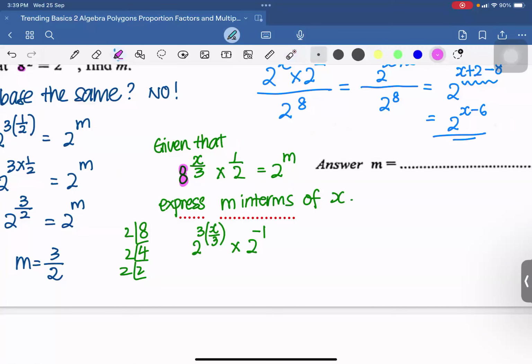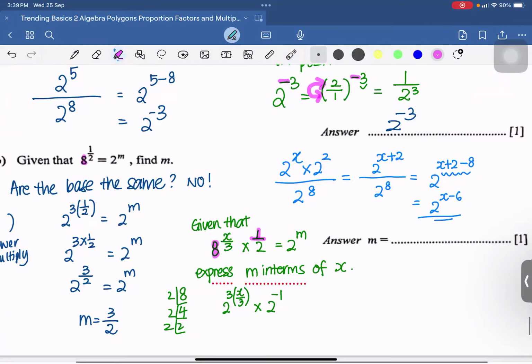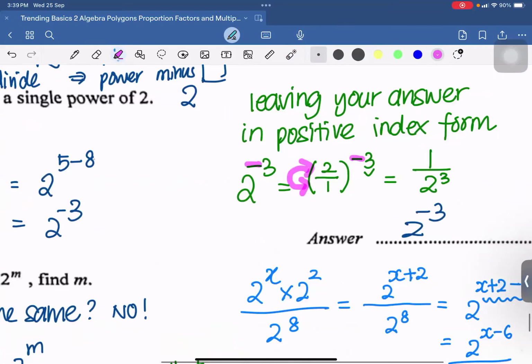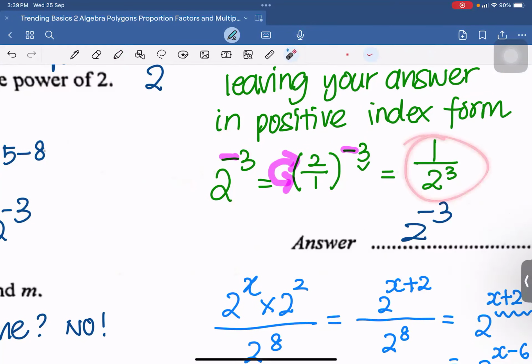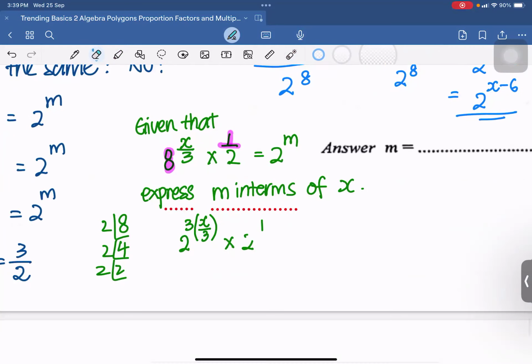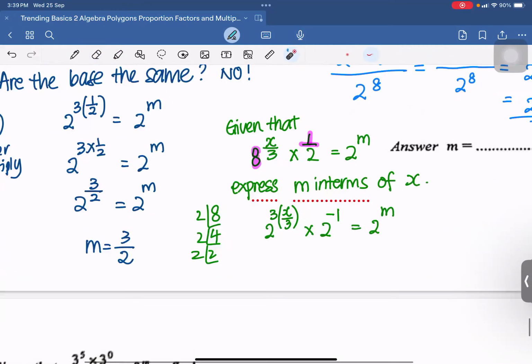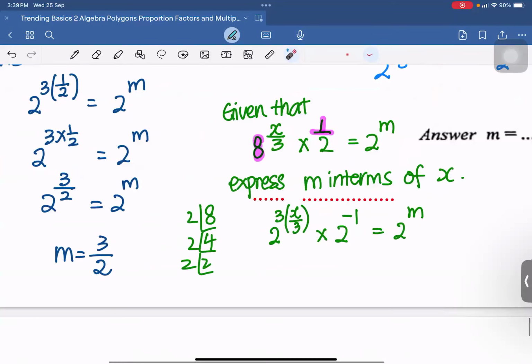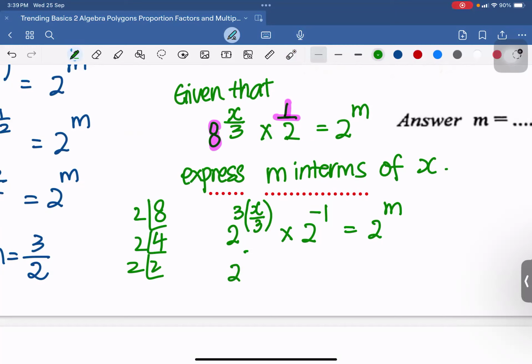When you observe 1 over something, just like the negative power we were doing just now, a negative power means flip the fraction. So the moment you see a fraction with 1 over, it means the power is negative 1. Then this whole thing equals 2 to the power of m. Bracket means times together. So this one becomes 2 to the power of 3 times x over 3, and it becomes 2 to the power of x.